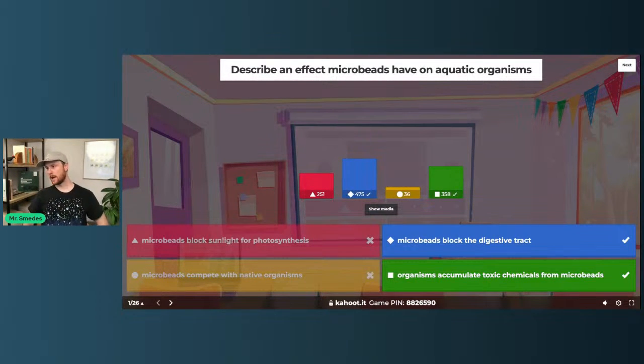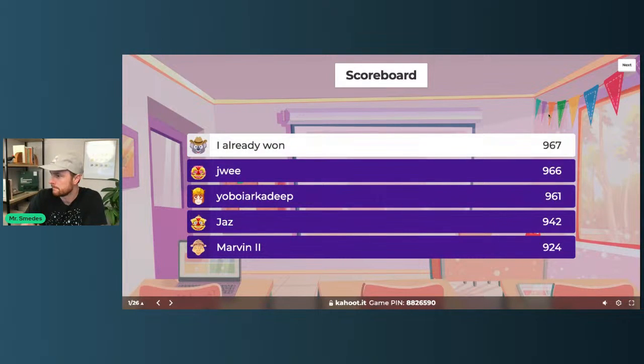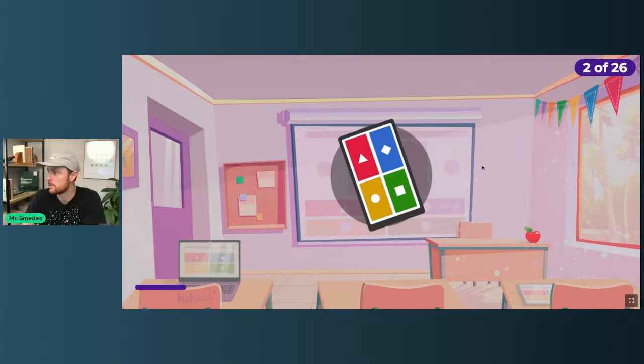All right, can block the digestive tract, and they could allow toxic chemicals to accumulate. Boy, toxic chemicals, that's pretty vague. I'd want to see like PCBs in there, you know, for a real solid exam answer. But all in all, people are doing pretty solid. Looks like they did let more than 400 people play. And I already won is in the lead, so how fortuitous.